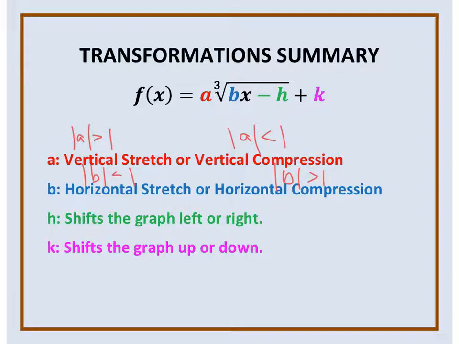H shifts left and right, but because there's a negative sign here, the h is always going to be the opposite of what you see. So if this says -3, that means it's really going +3. It's going to the right 3. And k is going to shift your graph up and down, whatever the number is. So h is going to be underneath your radical. k is going to be outside of your radical.